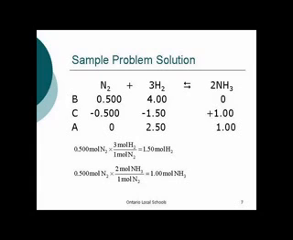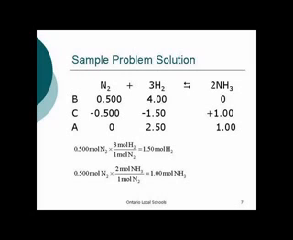Once I have my change line, I can then predict what I'm going to have after the reaction's over, again assuming that this reaction is going to completion. So my after amount for nitrogen is 0. 0.5 minus 0.5 is 0. For my hydrogen, 4 moles in the before line minus 1.5 moles that's used up if the reaction goes to completion leaves me with 2.50 moles of hydrogen when this reaction is over.